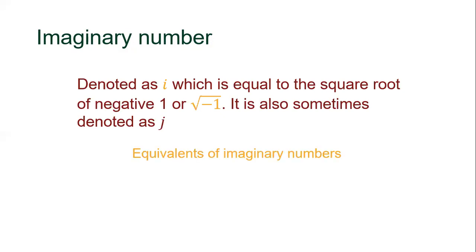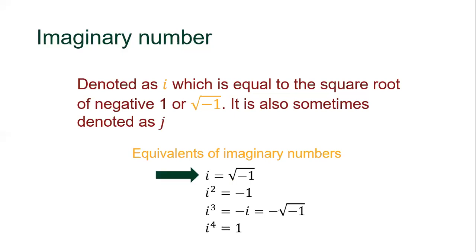Here are the equivalents of imaginary numbers. Let's first look at the first line. i is equal to the square root of -1, while i squared is equal to -1.